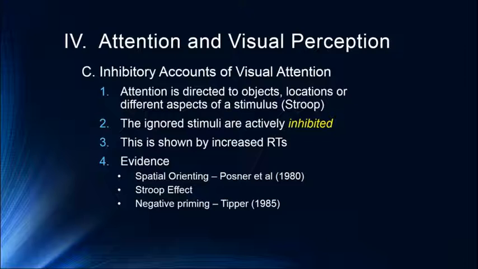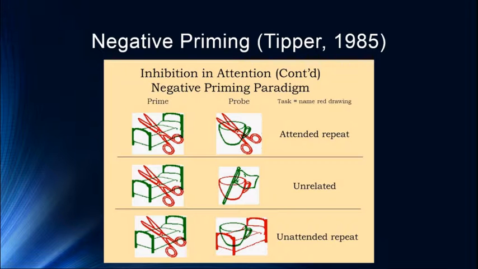We'll finish our discussion of attention and visual perception by talking about inhibitory accounts of visual attention. As I talked about in the Posner cueing task about spatial orienting, we believe that as we direct our attention towards locations or objects, things that we're ignoring are actually actively inhibited. It's not that we're not paying attention to them, we're actually turning down the volume on them, so to speak. The best description of this we see is with spatial orienting, and the Stroop effect as well. We have to inhibit that word. And then there's this really terrific study by Steve Tipper on negative priming.